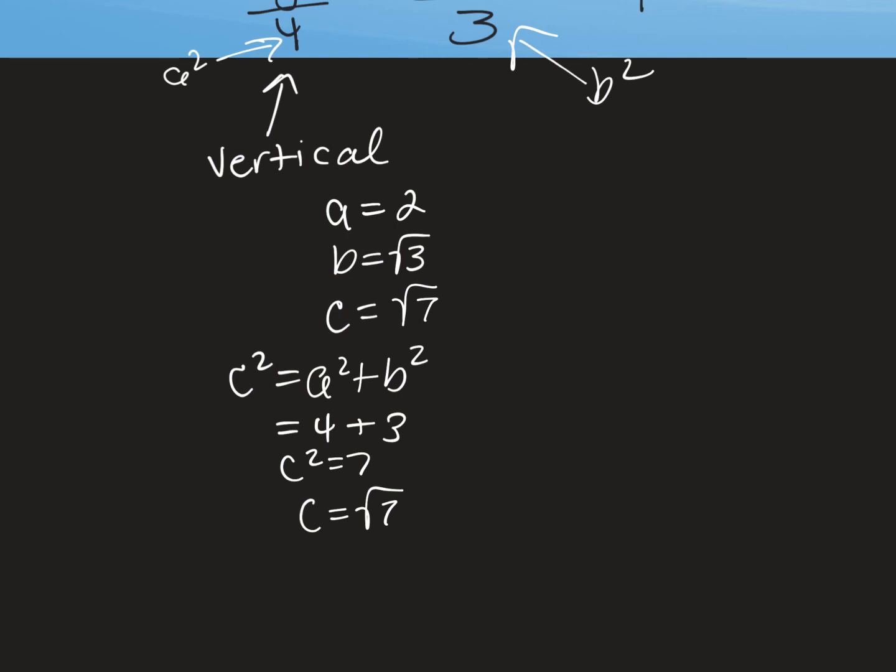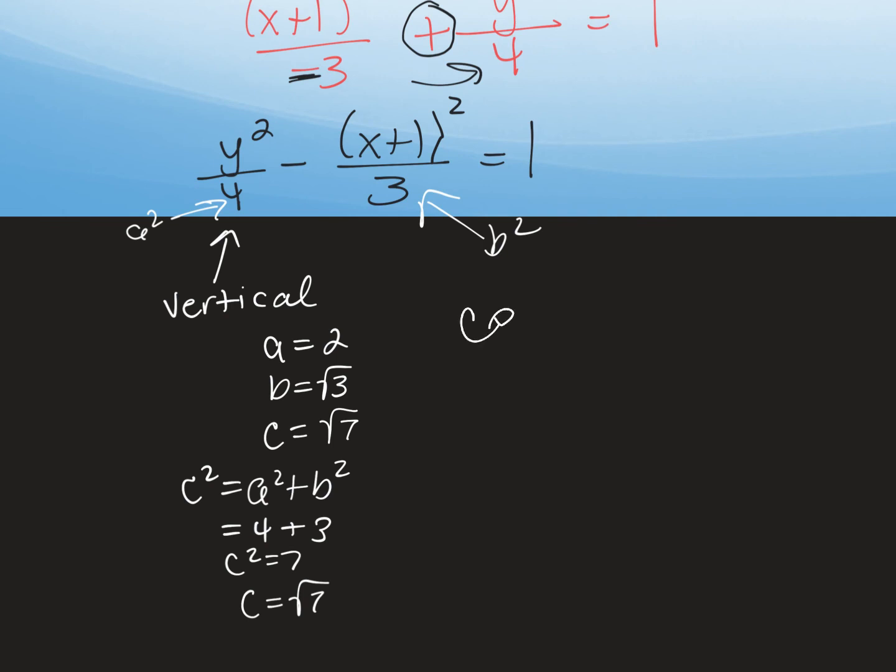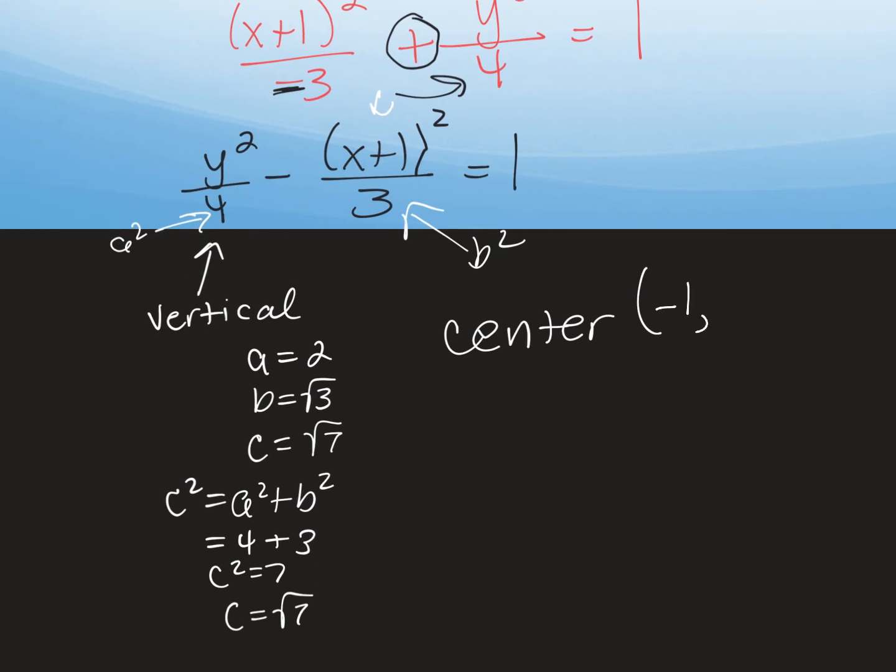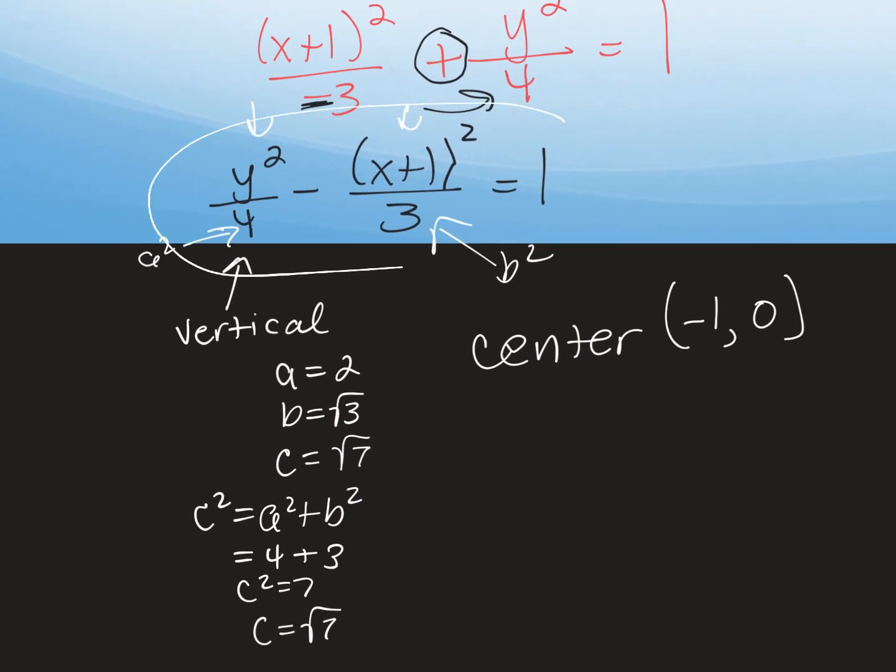We can identify our center here. Our center is at (h, k). Well, my h value is right here. It's negative 1. My k value is right here. There's nothing being added or subtracted, so I have 0 as my center. I already have the standard form of my equation. And if I needed to graph it, I absolutely could. I know that all of my information is on a vertical transverse axis.